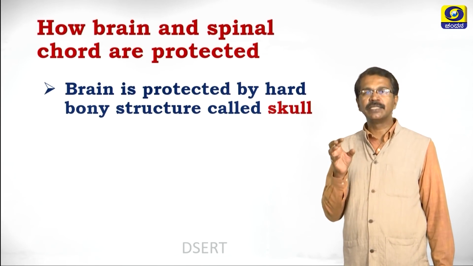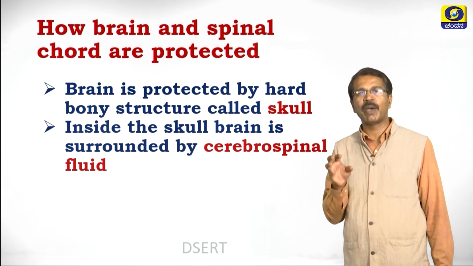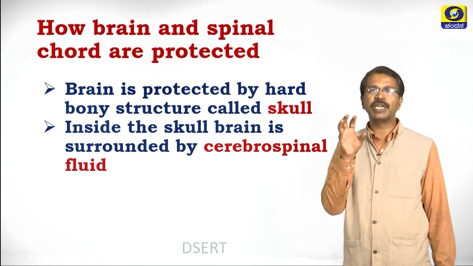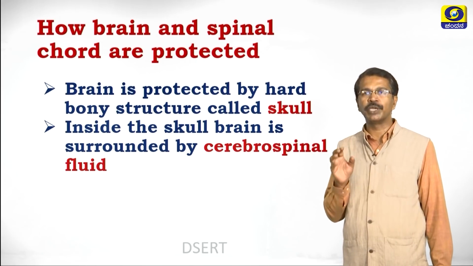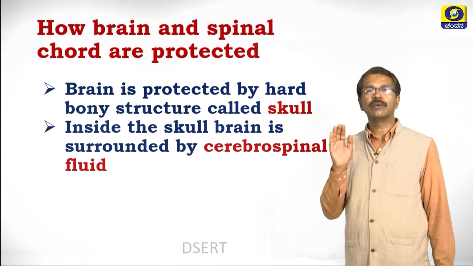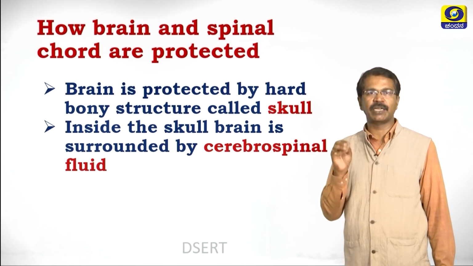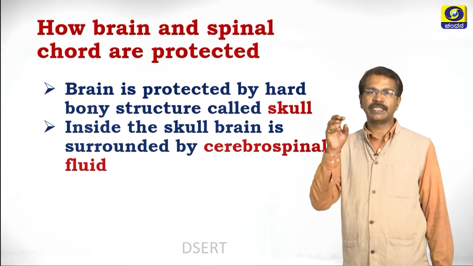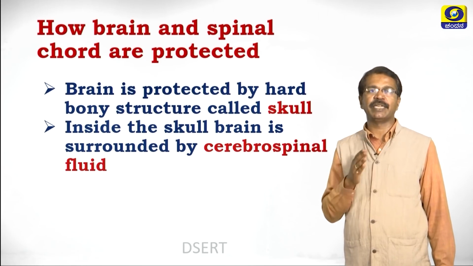Of course, inside the skull, another liquid is present called cerebrospinal fluid. In this fluid, the brain is floating, surrounded by the skull. The cerebrospinal fluid nourishes the brain cells. It provides nourishment to the brain cells, and also it protects the brain from any infectious germs. If any germs are attacking the brain, this cerebrospinal fluid protects it.